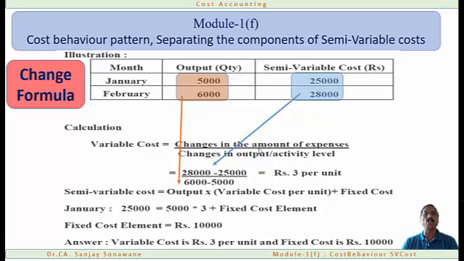So variable cost we have calculated. Variable cost we always talk about per unit. So variable cost we are calculating per unit and not the total column. So per unit cost is 3 rupees.